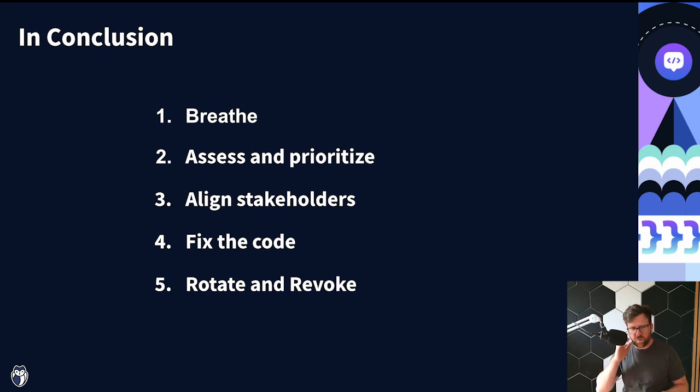So just in conclusion, when we're dealing with remediation, what do you do? First thing is just breathe. It's going to be okay. This isn't the first time that this has happened, and it won't be the last. Assess the incident and prioritize it. Make sure you're getting the correct information first. Align all the different stakeholders, the developers, the security teams, the DevOps teams. Fix the code, fix the problem, make sure that the secret's not in there. And of course, most importantly, revoke that secret and issue a new one. And that's the process that you need to take with remediation.